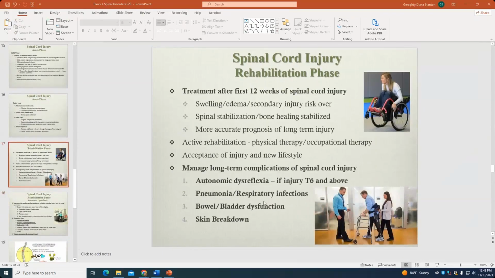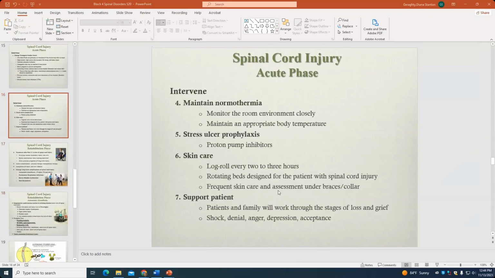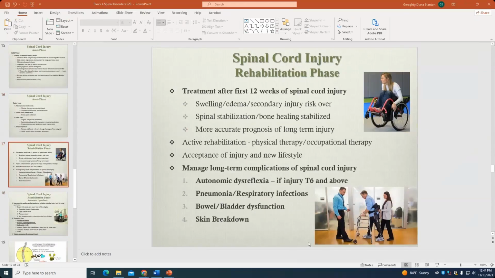So then we head into the rehab phase. So we kind of kept them all stable. We did all these great interventions, and they've gotten to their healing point where the swelling should have gone down, the bone should have healed. Okay? This is where you're going to live for the rest of your life, in this rehabilitation or recovery phase. Okay? Depending on your injury is what you're going to see in terms of long-term complications.